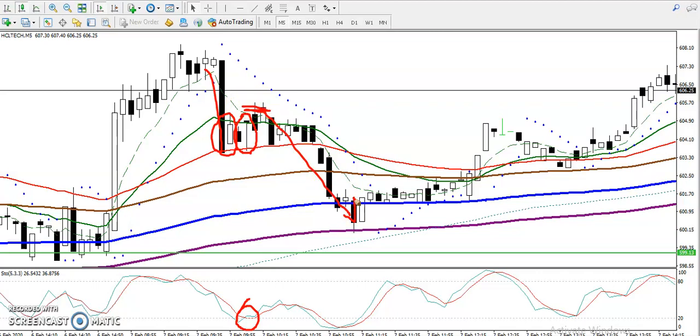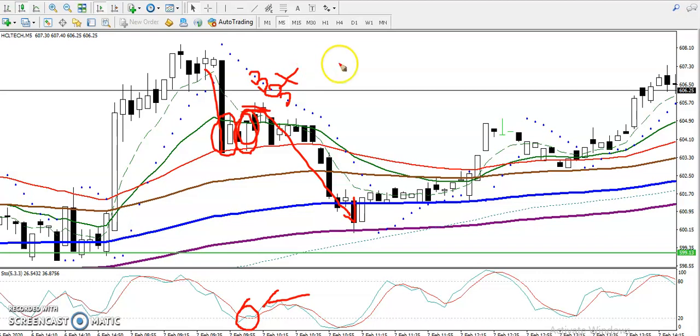Have you seen it? But remember, parabolics are appearing above this candle. That means parabolics are still not confirming that there is a buy opportunity. All right, so that is why this is a fake buy signal given by stochastic and candlestick pattern. So we need at least 3 confirmations.